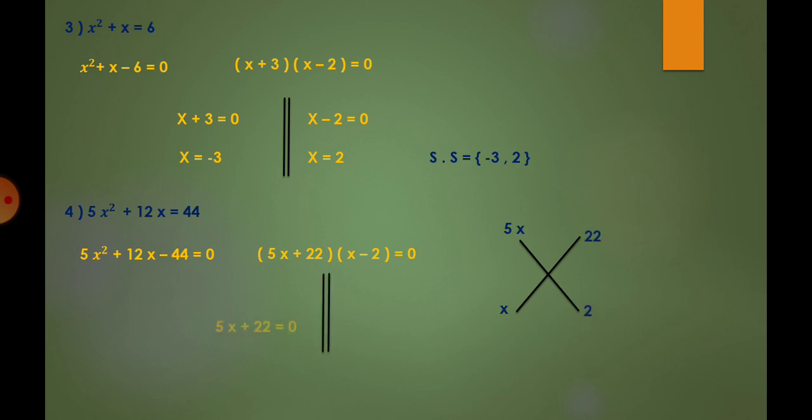So we can write 5x + 22 = 0 or x − 2 = 0. 5x = −22, so x = −22/5. The other expression, x − 2 = 0, so x = 2. The solution set is {2, −22/5}.